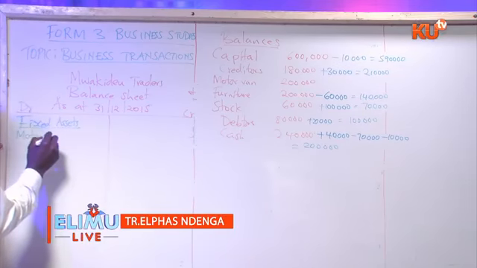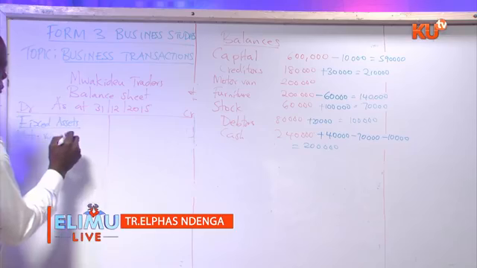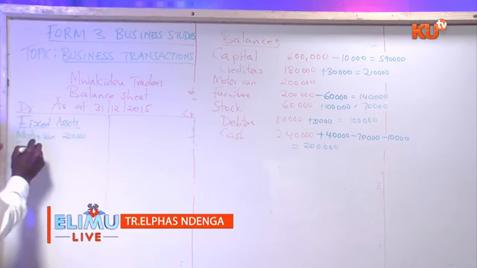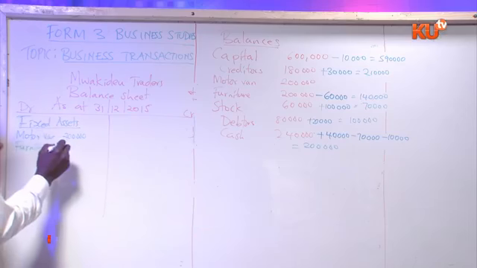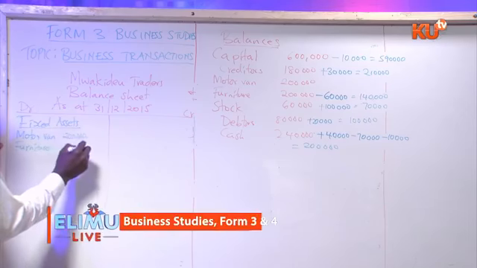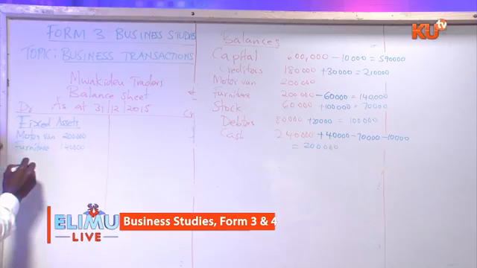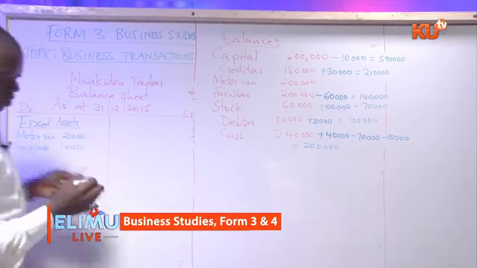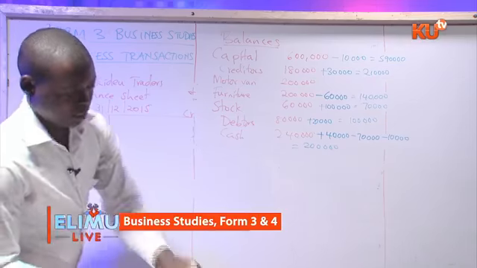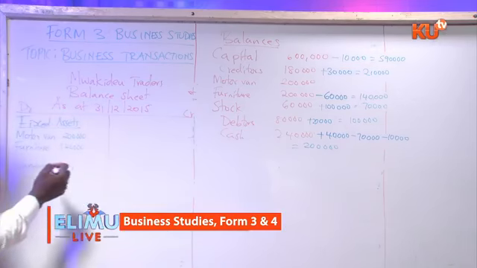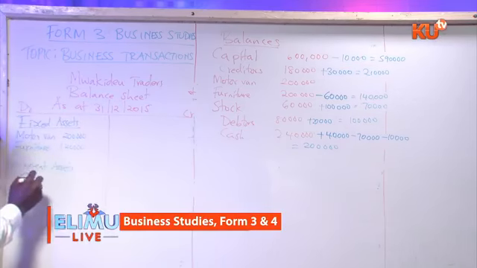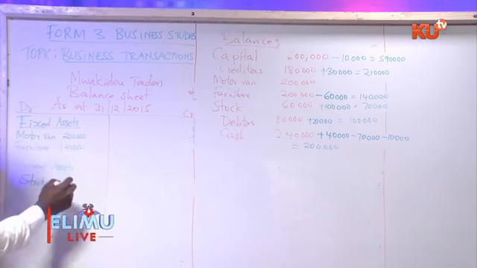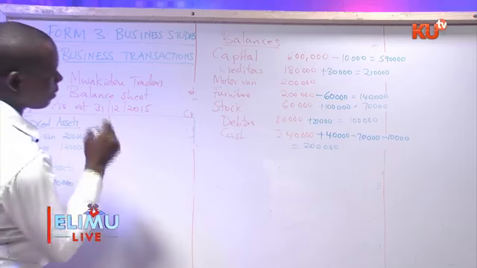The total of motor van is 200,000. We have furniture worth 140,000. Then we have current assets. In our case, for current assets, we have stock worth 70,000.